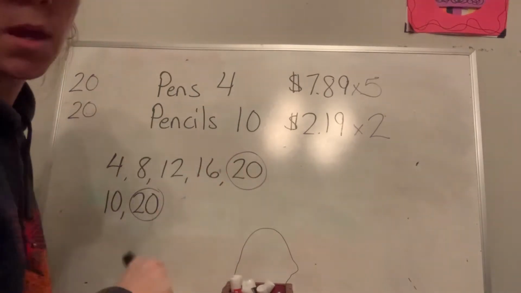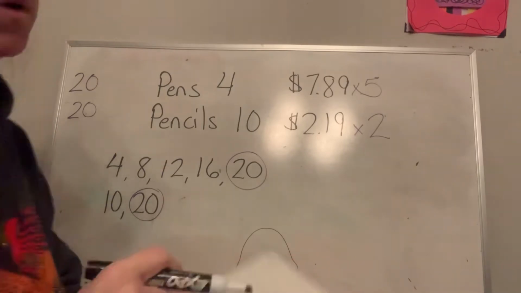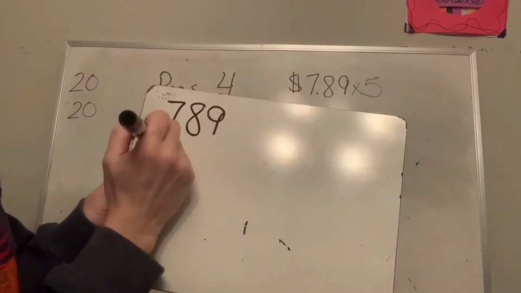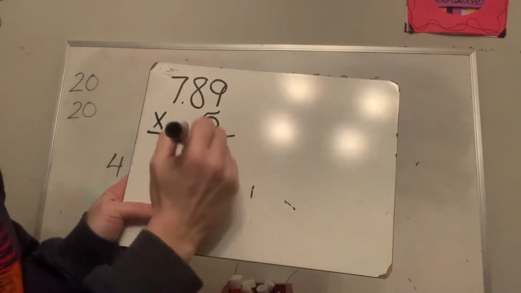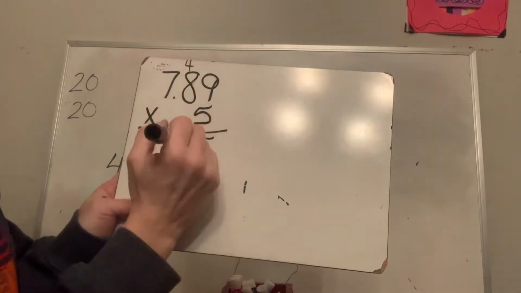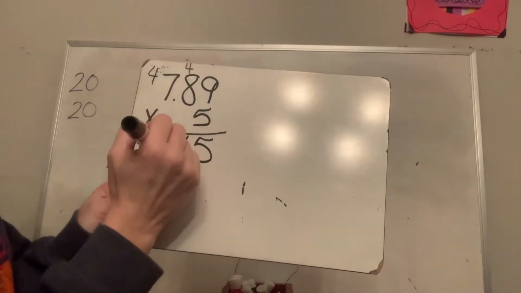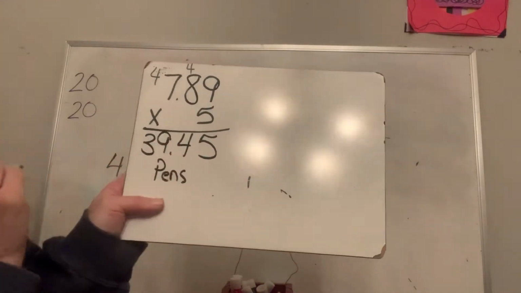So we're gonna come here and I'm actually gonna do that on my whiteboard, my small one. So I have $7.89 times 5. That's 45. 40 plus 4 is 44. 35 plus 4 is 39. So I spent $39.45 on pens.